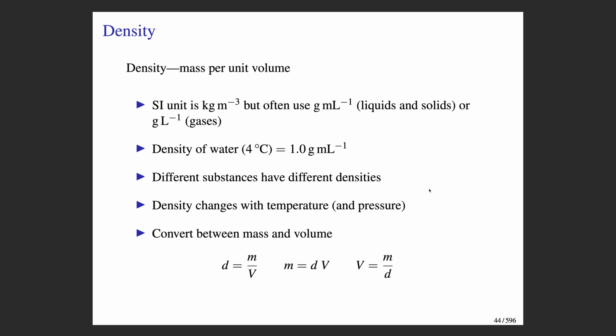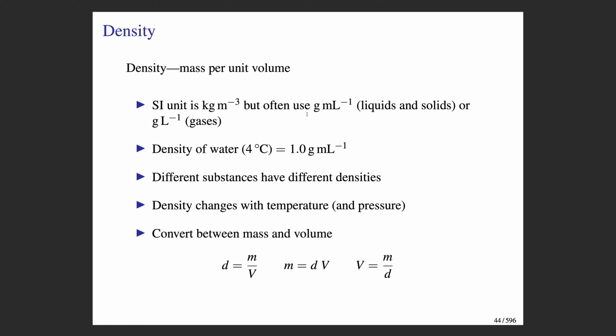The unit density. So density is a derived unit. It's mass per unit volume. The SI unit would be kilograms per cubic meter. However, we don't usually use that in chemistry. Rather, we'll often use grams per milliliter when we're talking about the density of liquids and solids. Or if we're talking about gases, we'll often use grams per liter. So these two units are more commonly encountered in chemistry than kilograms per cubic meter.